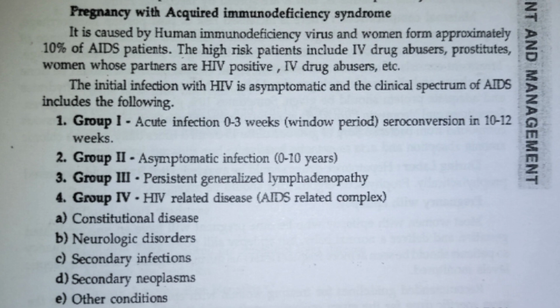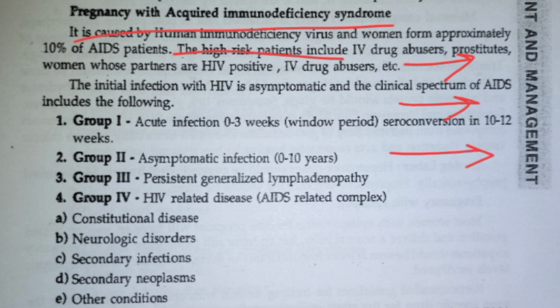Let's know what is pregnancy with AIDS. AIDS is caused by the HIV virus, that is human immunodeficiency virus. There are various ways it is caused. If you share a needle with an HIV patient, you will get AIDS. Any blood transfusion from an HIV patient, having multiple sex partners, and from mother to baby in the form of placental blood, HIV can be transmitted.